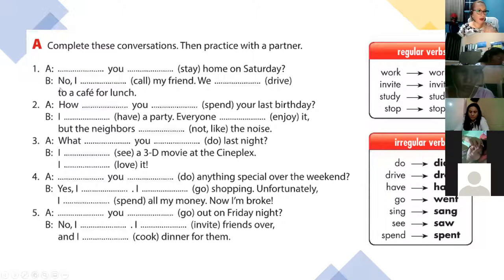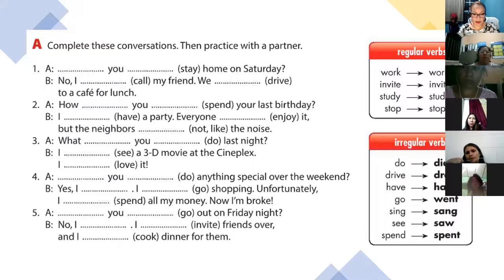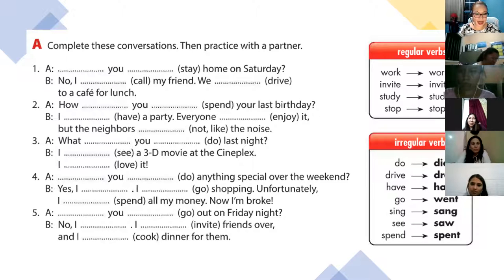For example, in number one, you see the first is the question. What do we need here? Auxiliary. Did. Yes, the auxiliary did. And then we have the verb stay. What do I have to do with this? Add ED. Stayed. No. Teacher, why no? Add ED? We are using did. Did you stay home on Saturday? Exactly. Very good catch, Evelyn. In this case, we are not adding ED. Can you repeat why, Evelyn?